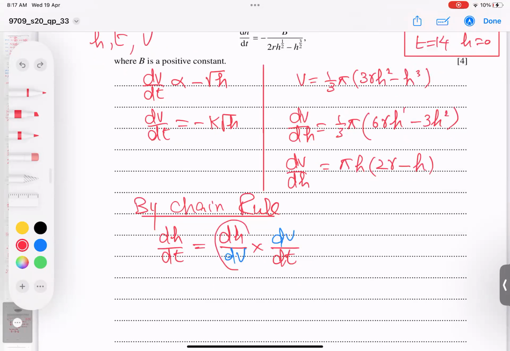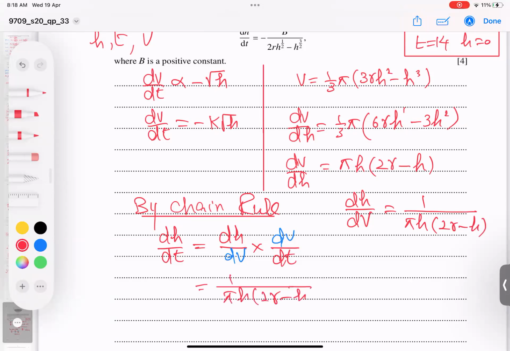And now this dV by dh, sorry, this is volume up, height down. It is height up, volume down. So it means I have to do reciprocal. So it becomes 1 over pi h (2r minus h). I hope this part is clear. This will come here. So I'm writing 1 over pi h (2r minus h). Okay. And dV by dt same. So I'm writing here negative k root of h.